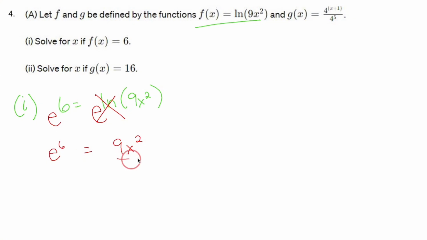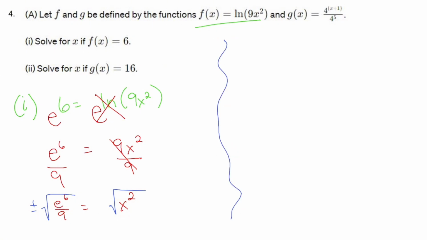I need to get x all by itself. Divide by 9, divide by 9. That crosses out. So you have e to the 6 over 9 equals x squared. Now, in order to get x all by itself, you have to square root both sides, and do not forget your positive or negative. Okay. Now, before you're like, I can't do anything, sure you can. You can do two things, and let me write it over here because I'm out of space. You could do two things.